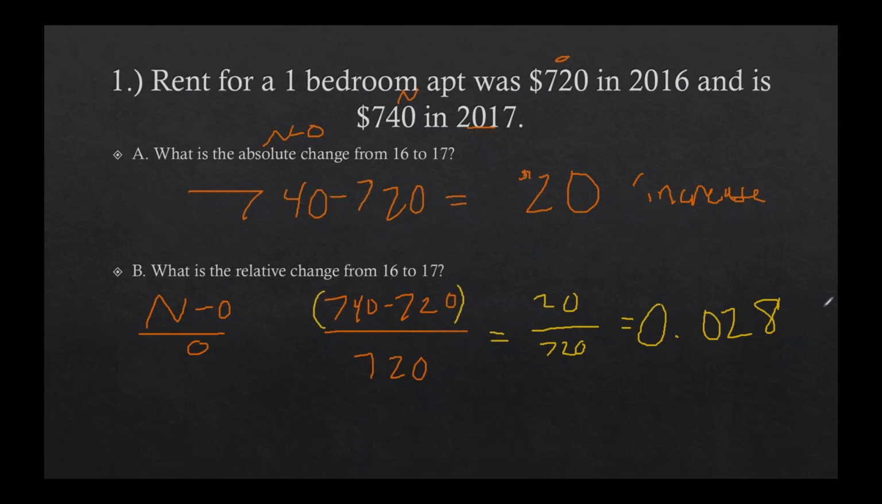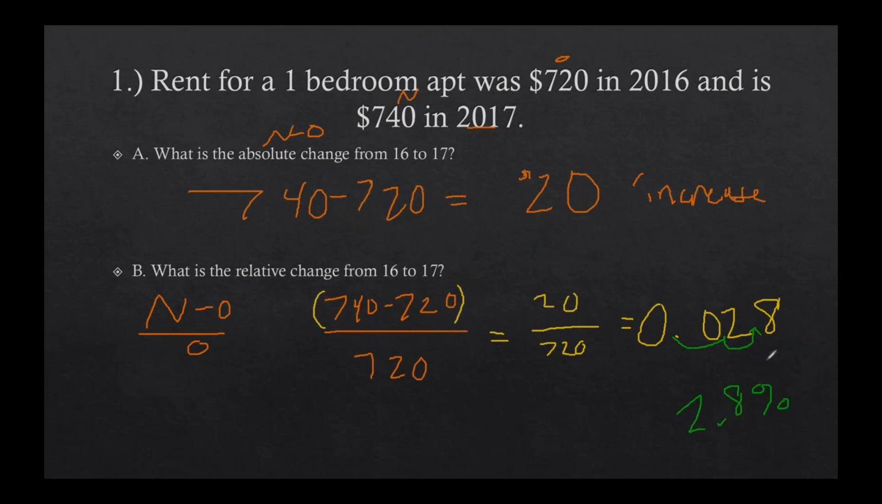Okay, so now that we have our decimal, how do I change that to a percent? What is 0.028 as a percent? 2.8, good. So multiplying by 100% or moving your decimal 2 places, and we end up with 2.8%. So when we're talking about this rent went up $20 in that year, right? There's your absolute change. Or you can say rent went up 2.8% in that year.